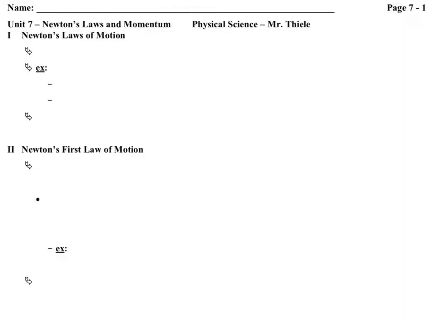Okay, so we know from previous units that force and motion are related to each other. And we have talked about this in our force unit, gravity unit, and in subsequent units as well. In this unit we really focus on this when we talk about Isaac Newton's laws and how he addressed this relationship between force and motion.